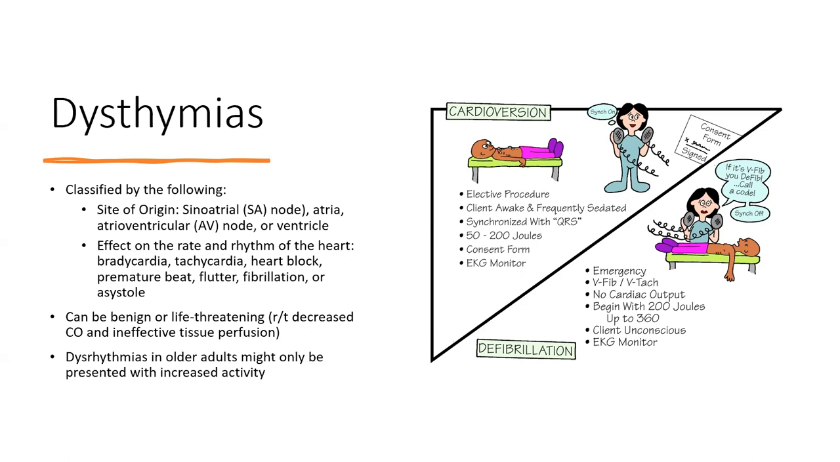Life-threatening relates to decreased cardiac output. So if there's anything that's causing decreased cardiac output or ineffective tissue perfusion, that's when we move towards it being life-threatening. Sometimes with our older adults, we will see that increased activity can cause dysrhythmias.